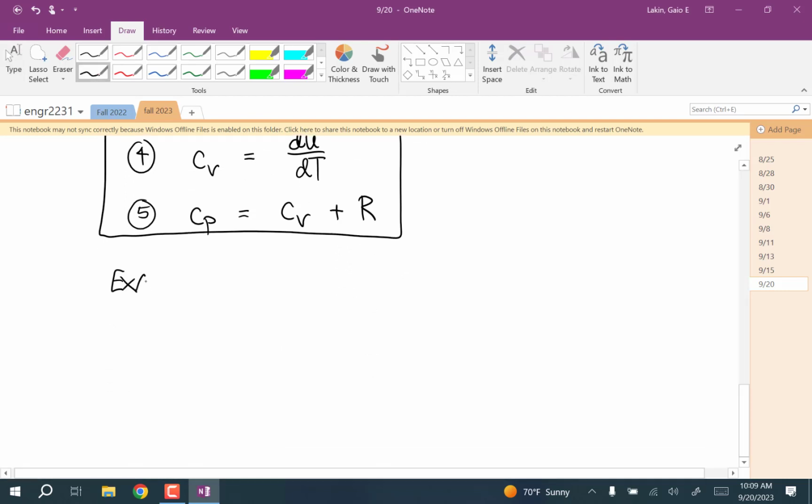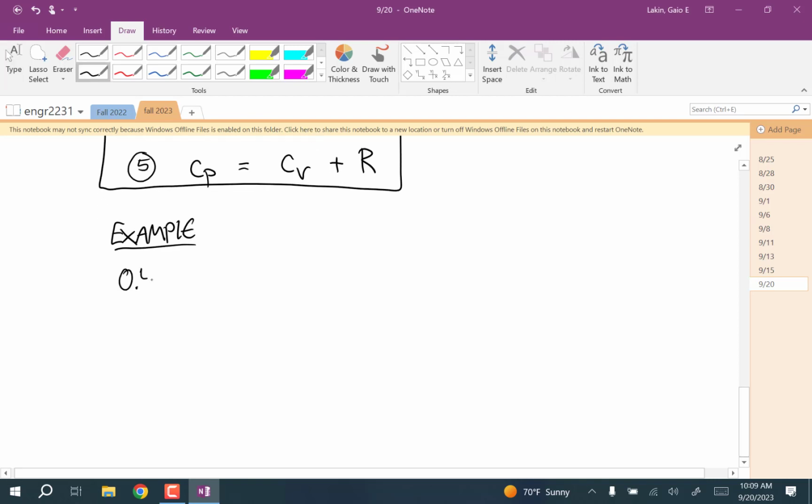Okay, let's do an example. So let's say that we have 1/2 kilogram of air that's in a tank with a fixed volume. And we add heat to it. We add energy through heat.